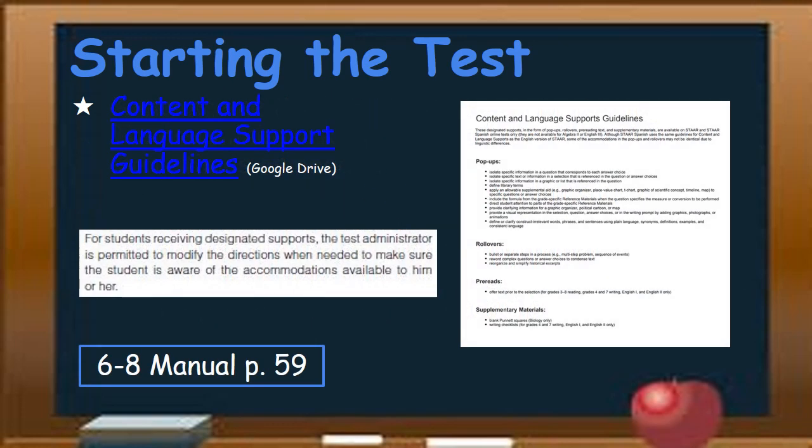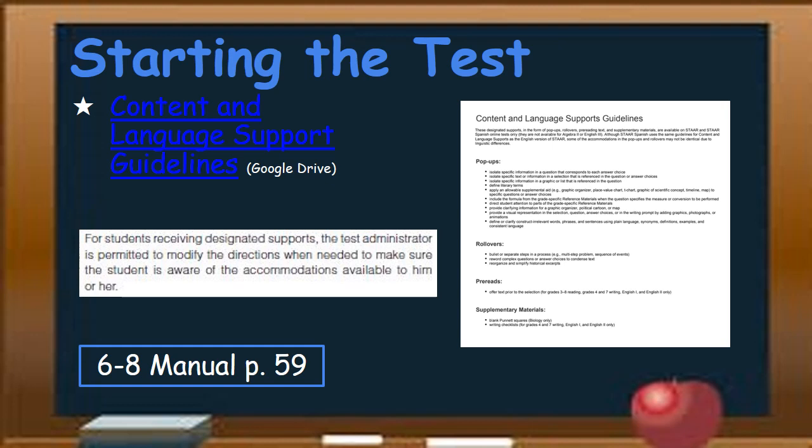Starting the test. Content and language supports allow kids to get some vocabulary help. If you click the link that is inside the PowerPoint, it will take you to this document that explains the different types of content and language supports that kids will get. Also, on page 59, once again on page 59, that's where the directions start for you to read from.